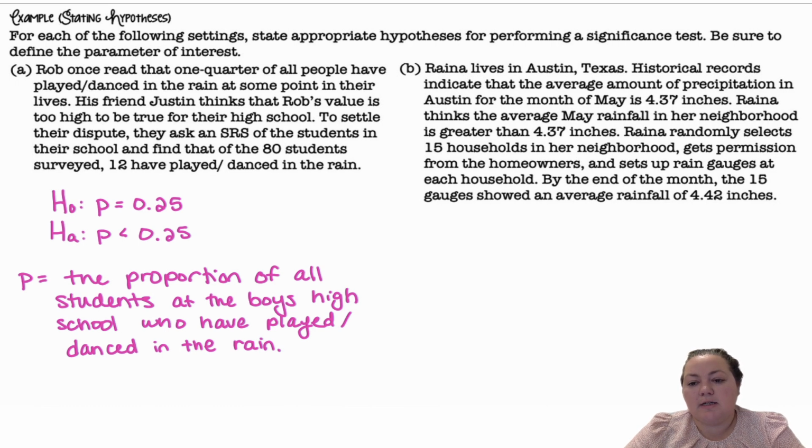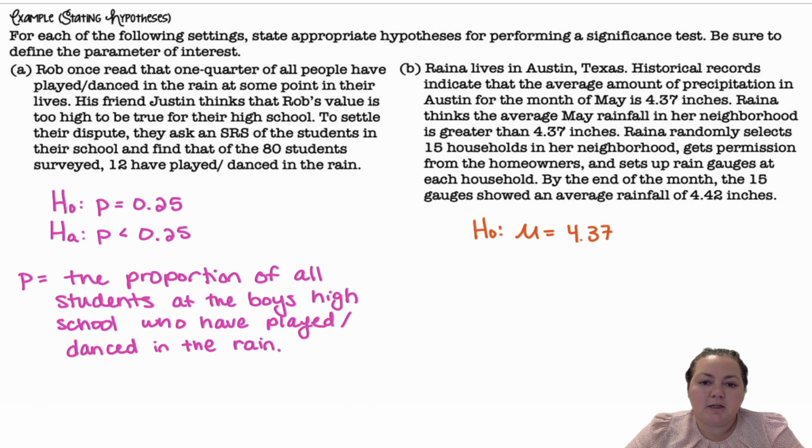Raina lives in Austin, Texas. Historical records indicate that the average amount of precipitation in Austin in the month of May is 4.37 inches. Raina thinks the average May rainfall in her neighborhood is greater than 4.37 inches. Raina randomly selects 15 households in her neighborhood, gets permission from the homeowners, and sets up rain gauges at each household. By the end of the month, the 15 gauges showed an average rainfall of 4.42 inches.